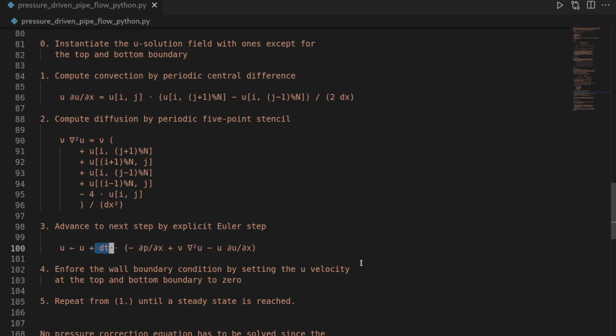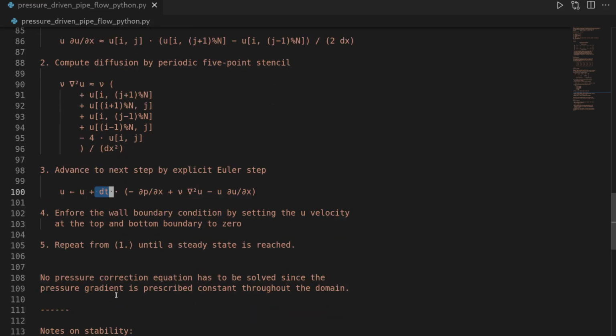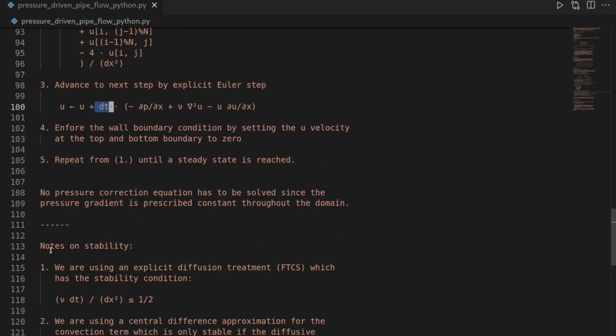And just a note, in comparison to other scenarios where we solve the Navier-Stokes equations, in particular the incompressible version, we don't have to solve for a pressure correction here. That is because our pressure gradient is constant and prescribed throughout the domain. This makes this one of the simplest scenarios that you can numerically solve the Navier-Stokes equations in. And here I have some notes on the stability, but we will look at them later in the video. And then we can start coding.